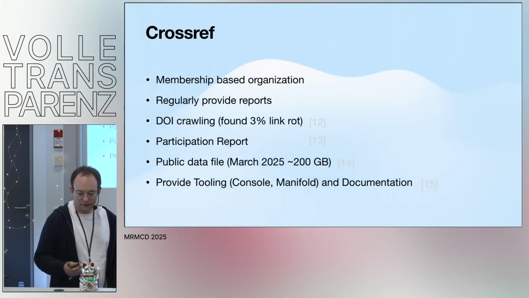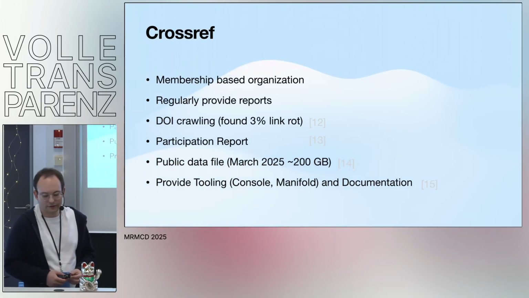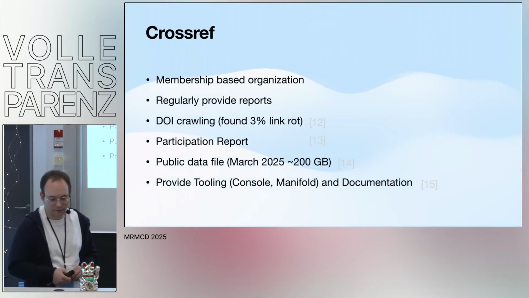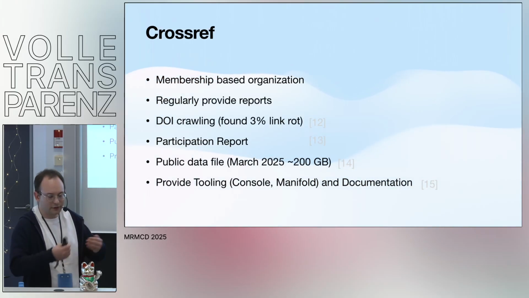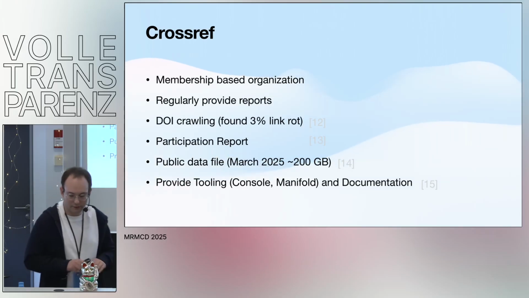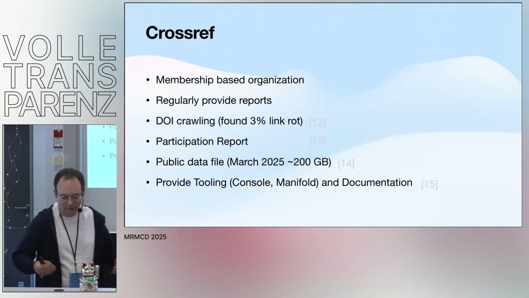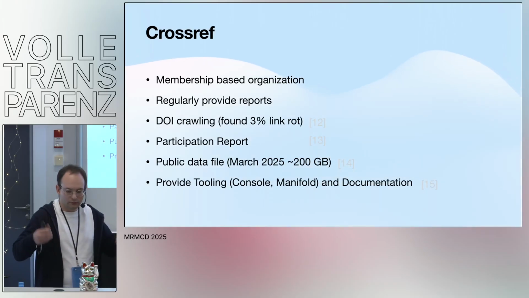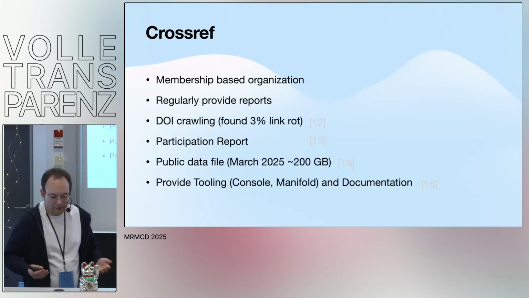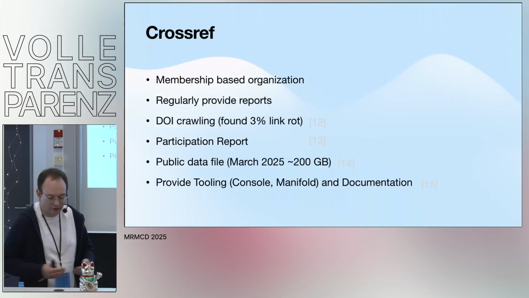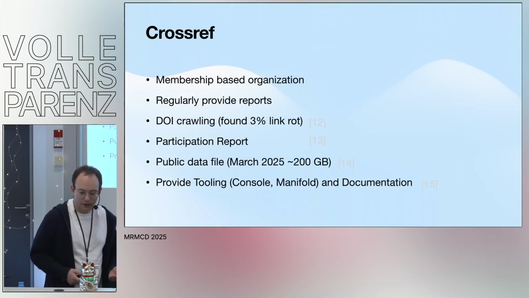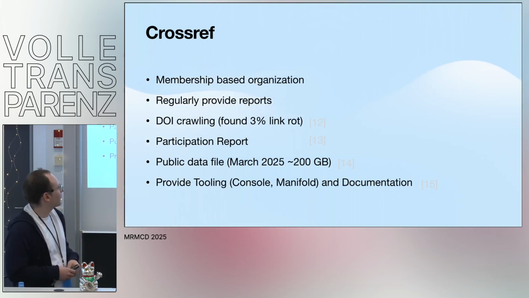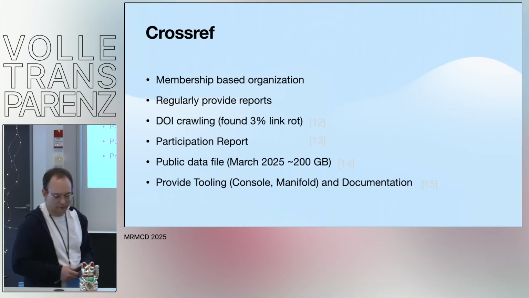Crossref is a membership-based organization. Big publishers can go there and request to be a member. Crossref also does quality control. They provide reports on a lot of stuff. For example, they do DOI crawling. They regularly determine random DOIs, and then they test if they are still working, if the links behind them are still there. And they found about 3% link rot. So 3% of the links are failing in some form.